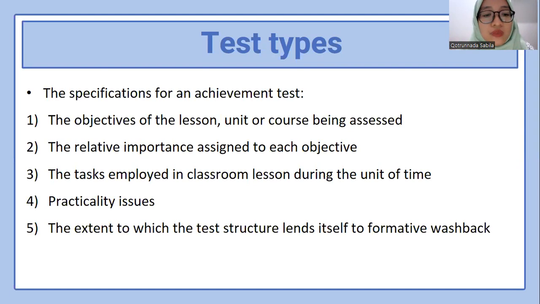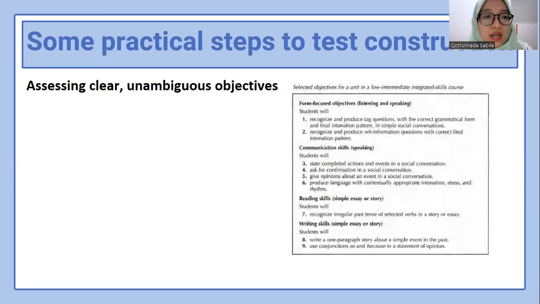And then the specification for an achievement test. The specifications for an achievement test should be determined by the objectives of the lesson, unit, or course being assessed, the relative importance or weight assigned to each objective, the tasks employed in classroom lessons during the unit of time, practicality issues such as the time frame for the test and turnaround time, and the extent to which the test structure lends itself to formative feedback, and then assessing clear, unambiguous objectives.